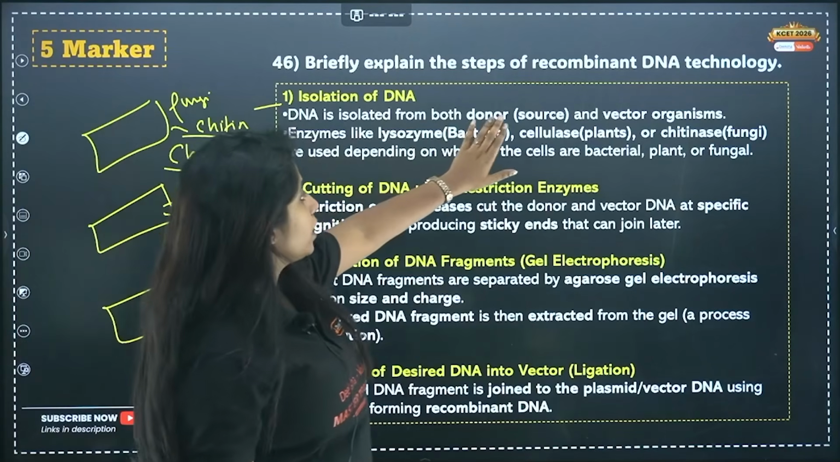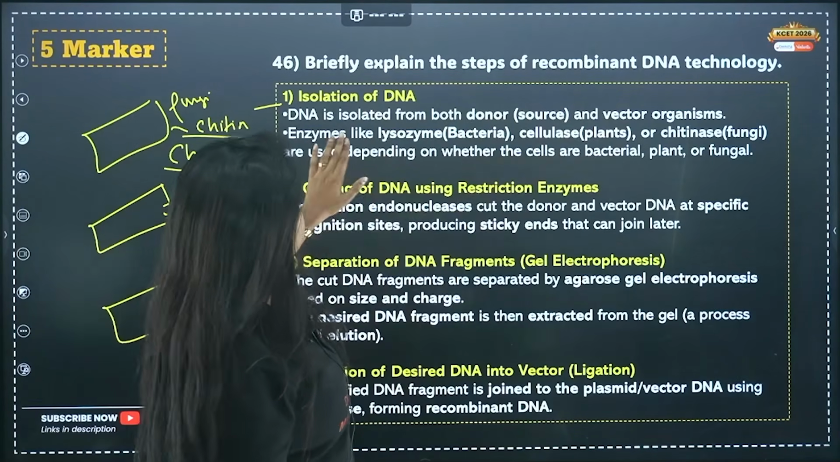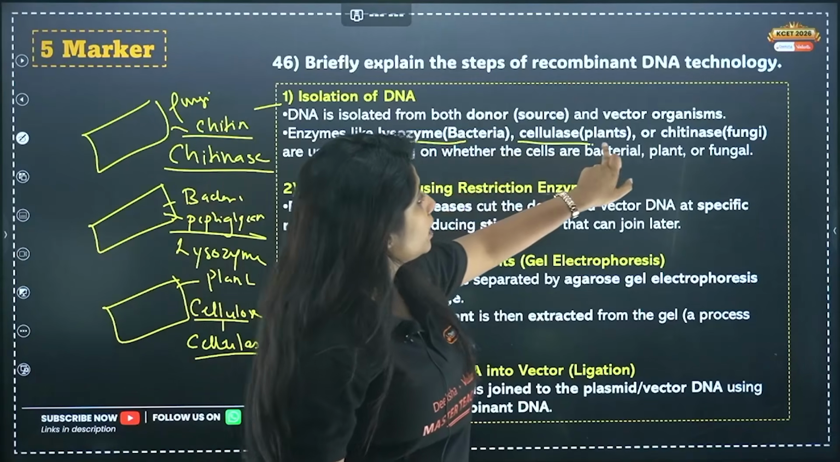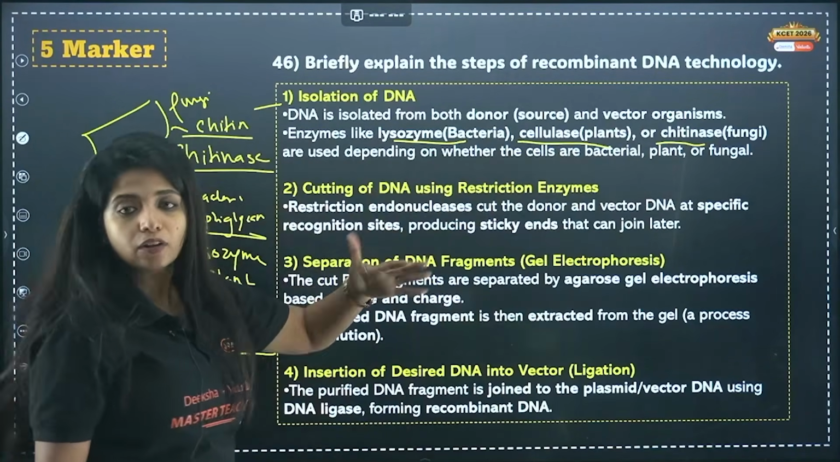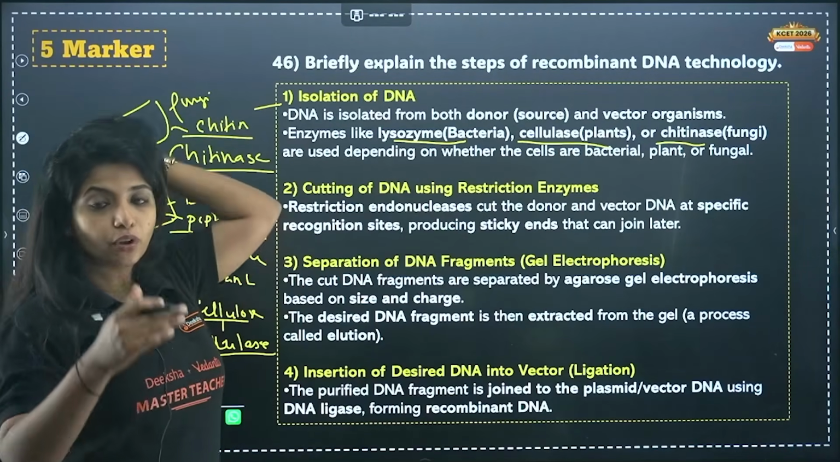So DNA is isolated from both donor and the vector organism. Enzymes like lysozyme for bacteria, cellulase for plants and chitinase for fungi are used depending on whether the cells are bacterial, plant or fungal. And basically you use chilled ethanol for separating it out.